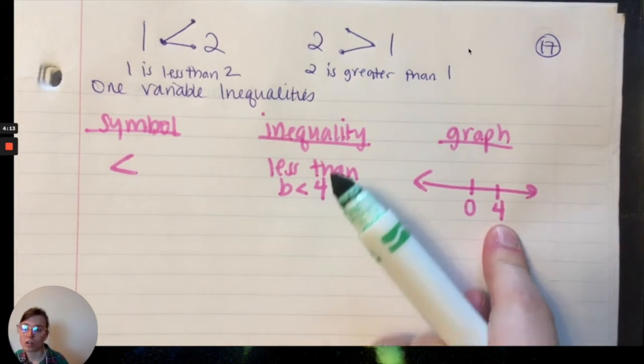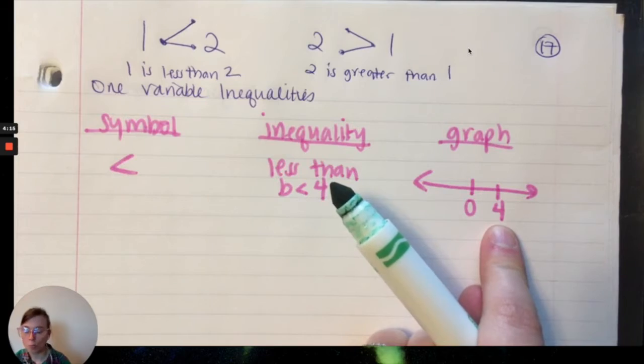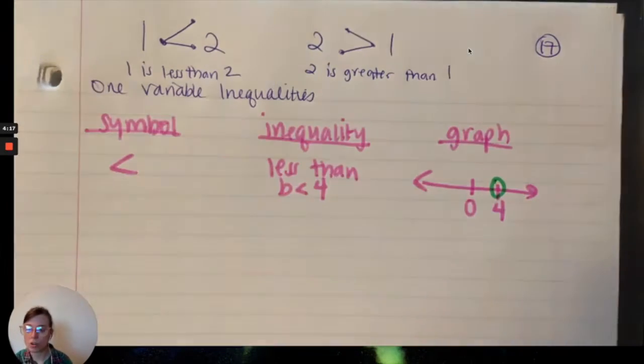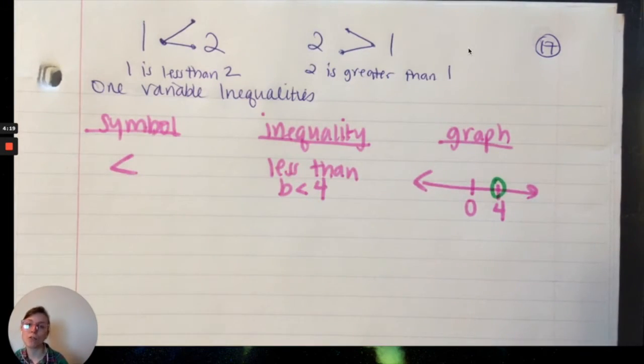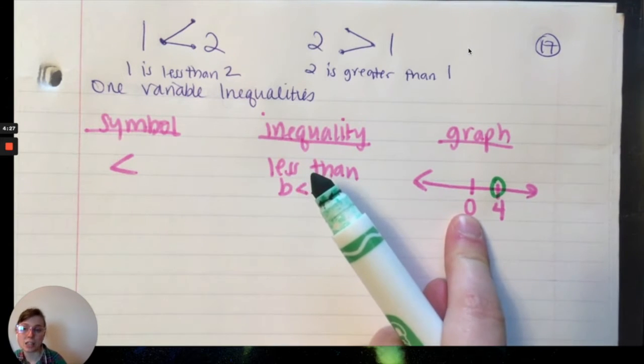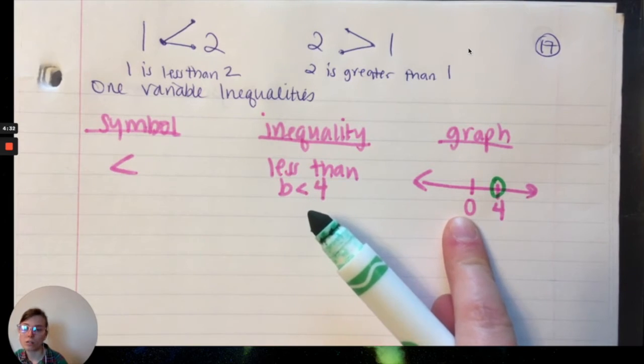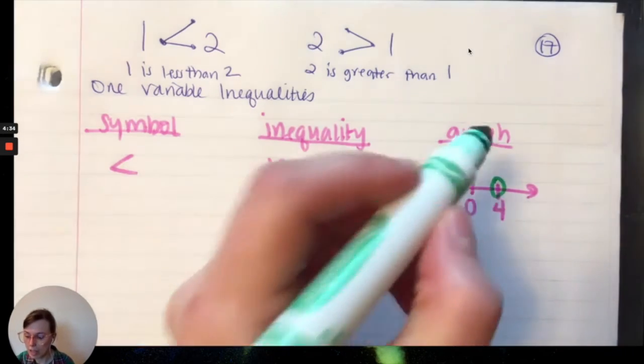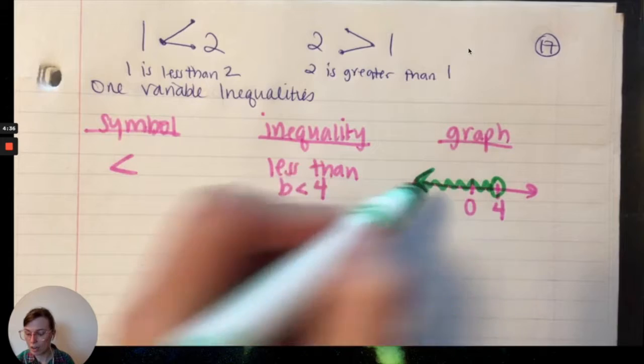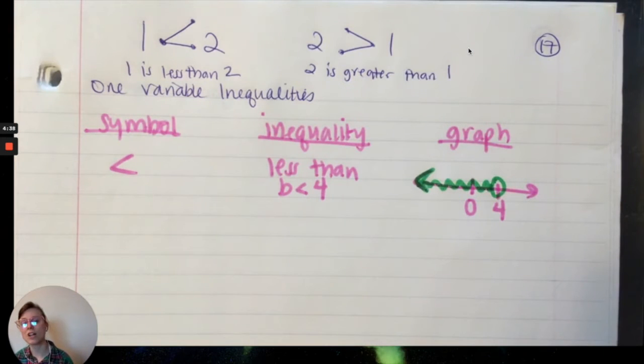Is 4 less than 4? Nope. So I'm going to put an open circle at 4 because that's telling me 4 is not a solution. It's not less than 4. If I wrote 4 less than 4, that would be false. Okay, and I'm going to test 0 because it's the other number here. Is 0 less than 4? True. And that means I can shade all the way to the arrow, everything to the left of 4.